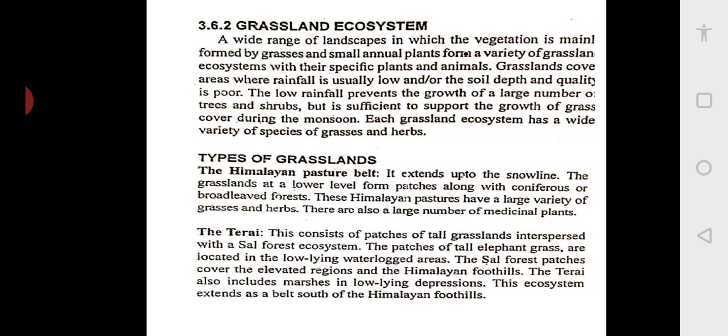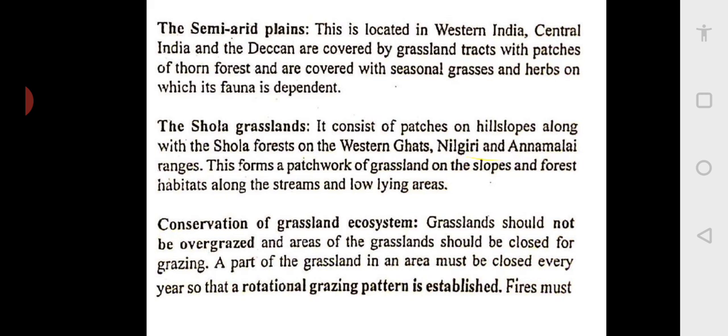Then the third one is the semi-arid plains. The semi-arid plains are located in western India, central India and the Deccan, and are covered by grassland tracts with patches of thorn forest and covered with seasonal grasses and herbs on which its flora is dependent. So there is something called flora and fauna.